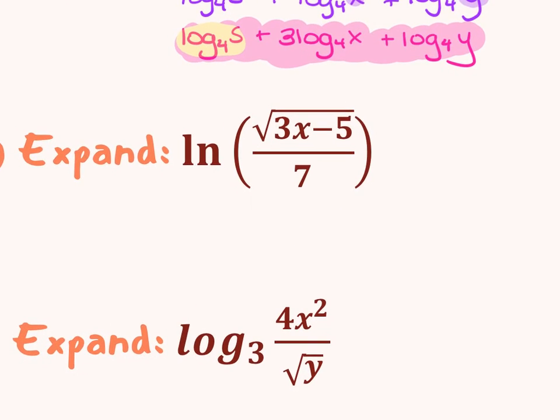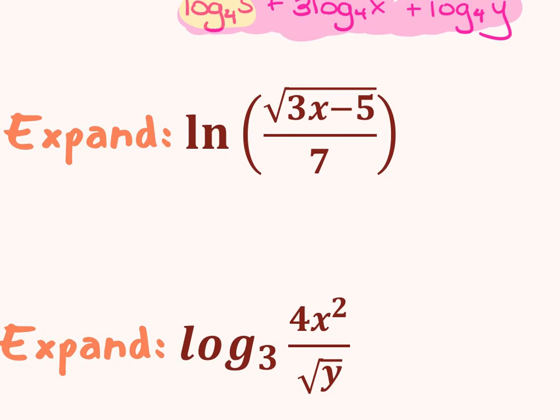Okay, now look at 5. So this division bar becomes subtraction. ln square root 3x minus 5 minus ln of 7. Am I done? No. What's the square root? 1/2. So this becomes ln 3x minus 5 to the 1/2 minus ln 7.